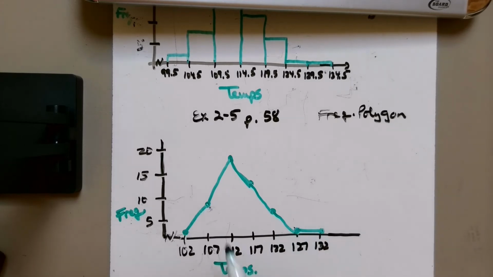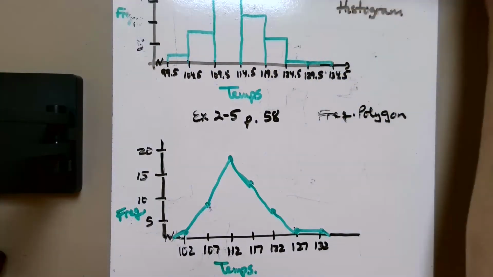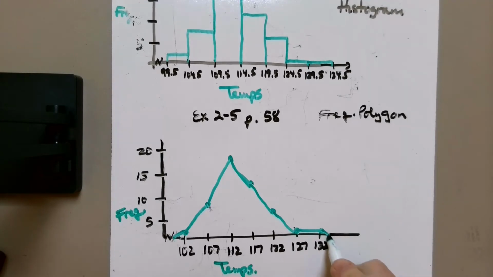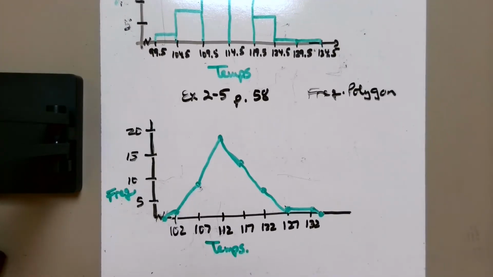And something important to do is you just bring those lines back down to the x-axis to close off the graph. And that's what they do on the graph there. They'll even put a dot here. It's not really super important, but you can put a dot here when you bring it back down to the x-axis. So that's called a frequency polygon.